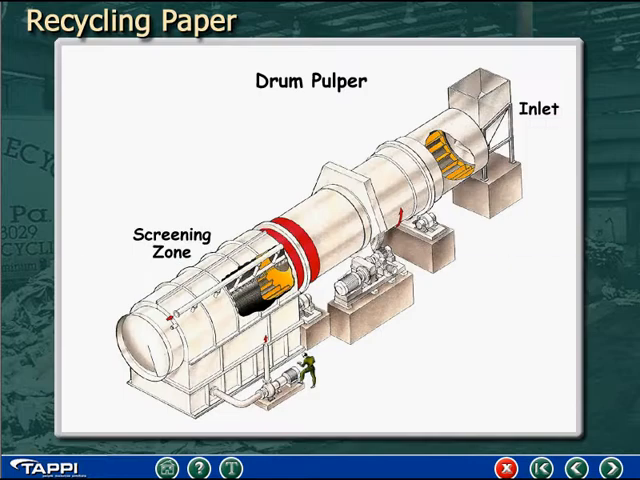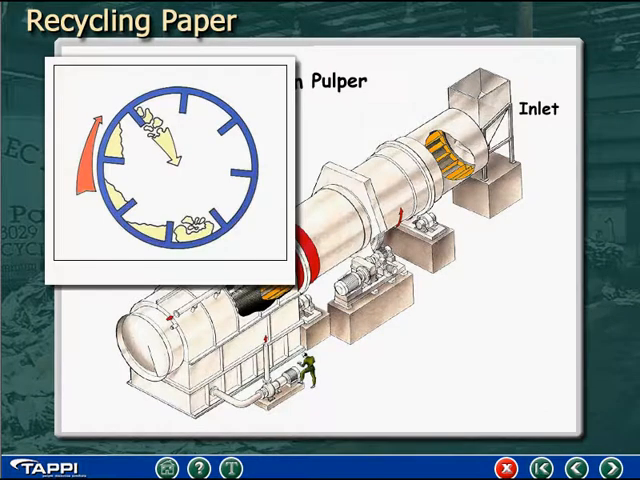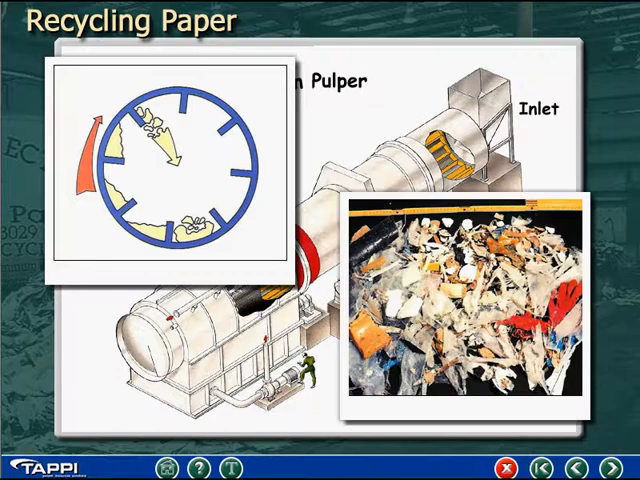This is a drum pulper. Drum pulpers work at high consistency on a continuous basis. Bales enter one end of the drum, and the rotating action lifts the paper and repeatedly drops it. Fibers are separated, but the contaminants are left in large pieces, which make them easier to screen out.